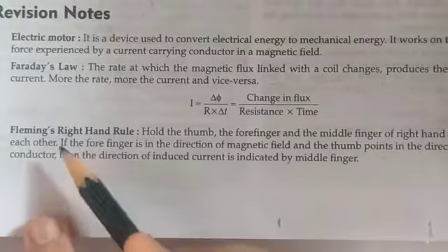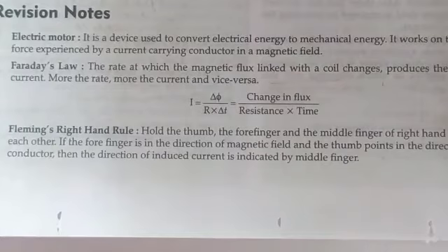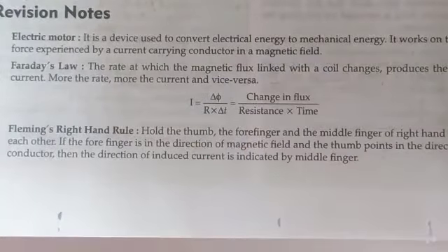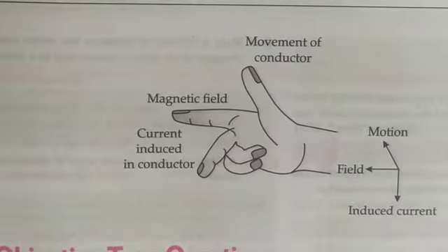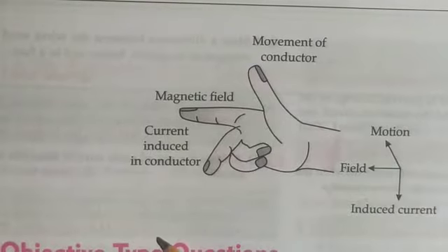Next is Fleming's right hand rule. So only we have to study the Fleming's right hand rule here. Hold a thumb, forefinger and middle finger. Here we have to consider our right hand to understand the Fleming's right hand rule.